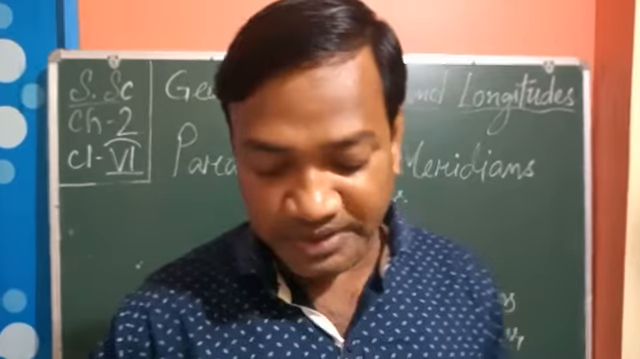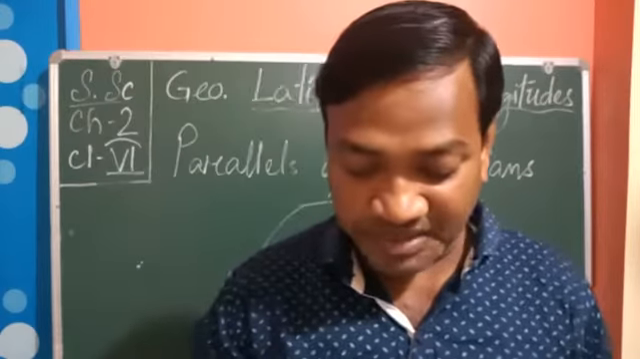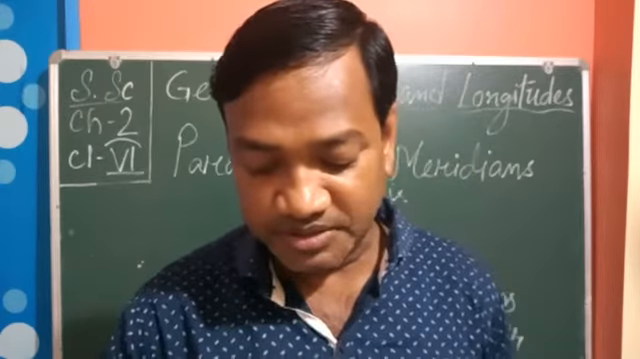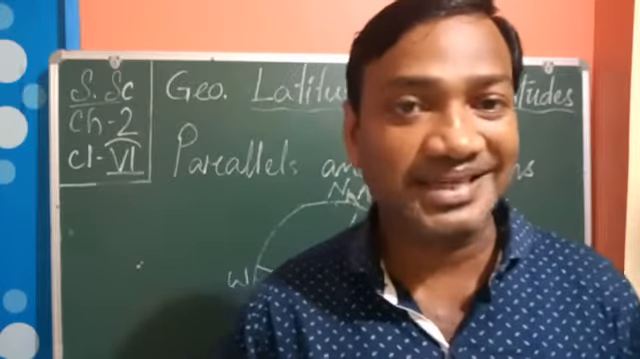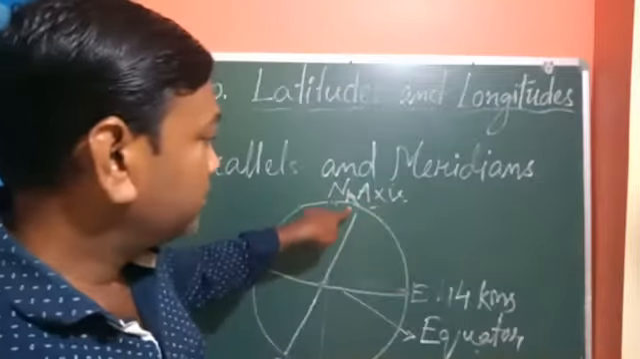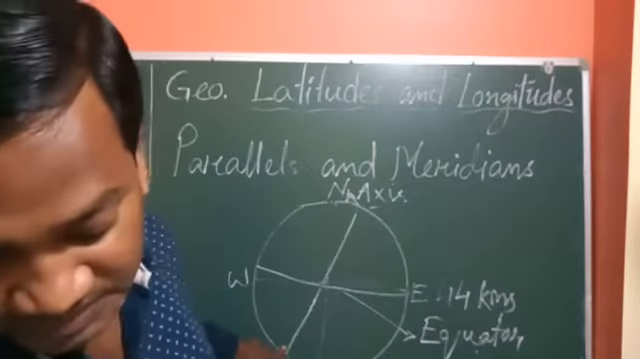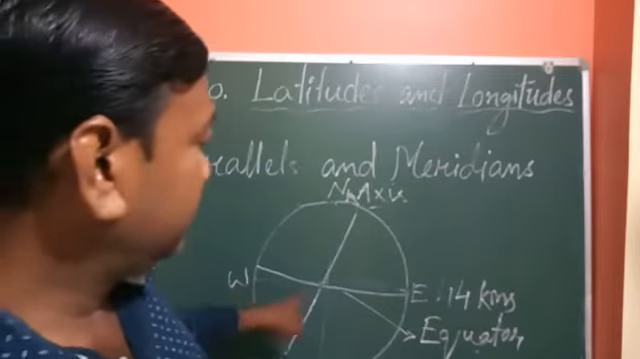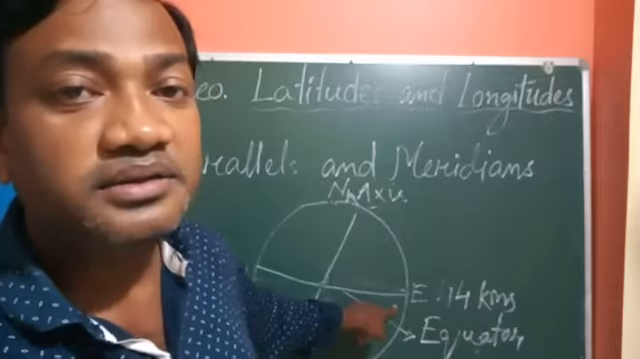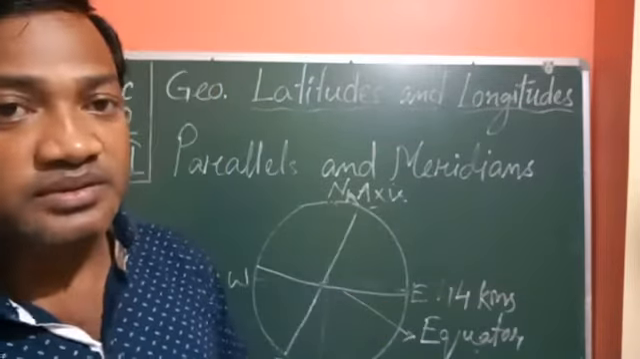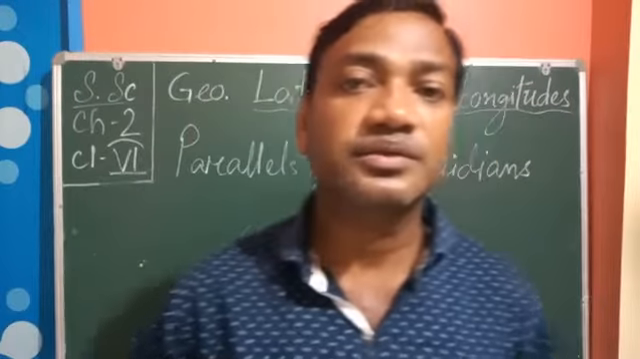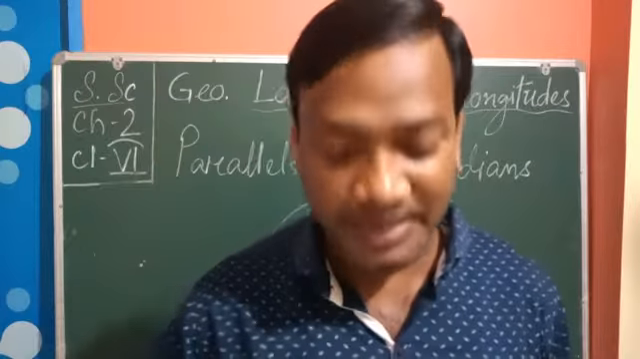Now we have the following references for describing the location of a place on the surface of the earth. Here, these three things: North Pole, South Pole, and the equator. These are the three important imaginary lines. With the help of these, we can locate a place.